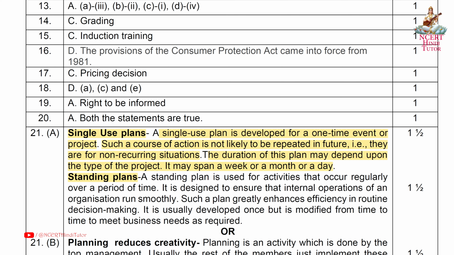Standing plans. A standing plan is used for activities that occur regularly over a period of time. It is designed to ensure that internal operations of an organization run smoothly. Such a plan greatly enhances efficiency in routine decision making. It is usually developed once but is modified from time to time to meet business needs as required.